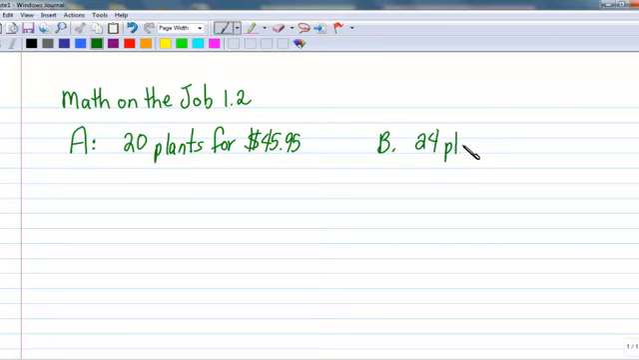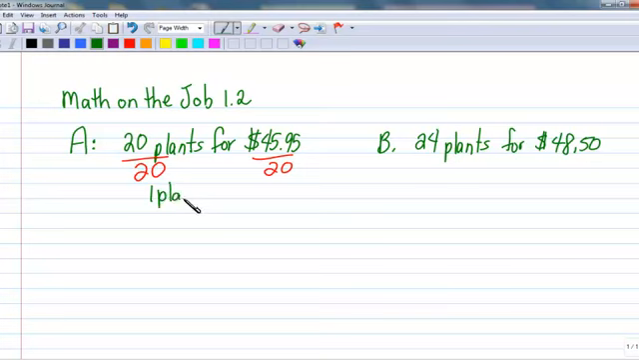Company B sells 24 plants for $48.50. In order to compare, she needs to calculate unit price. Unit price is per plant, and Company A sells 20 plants, so we're going to divide by 20.